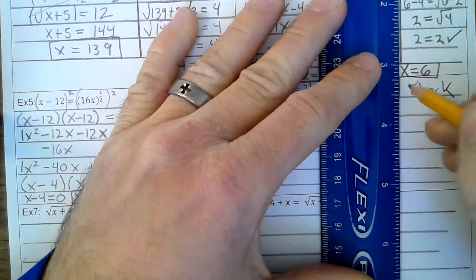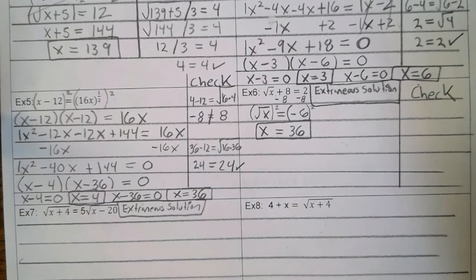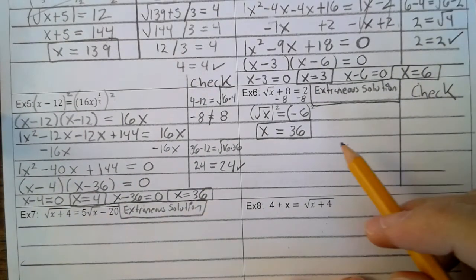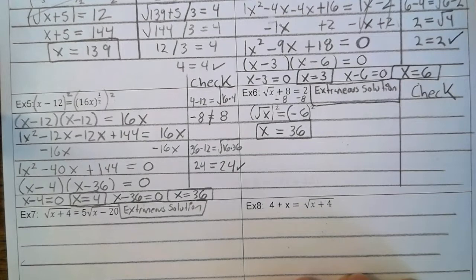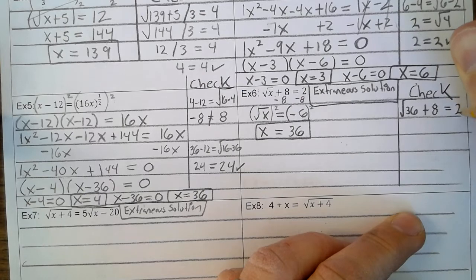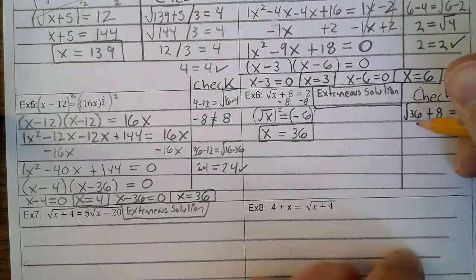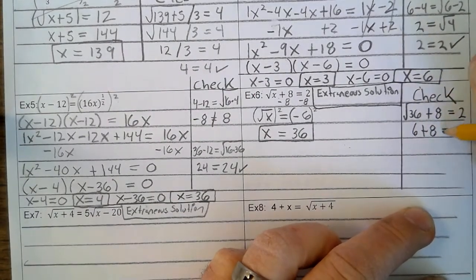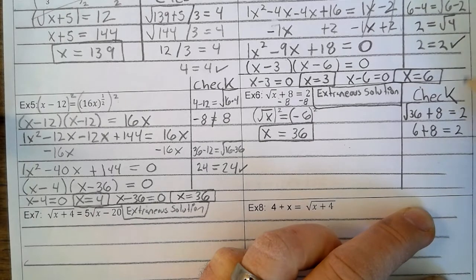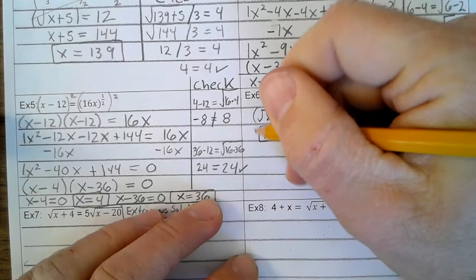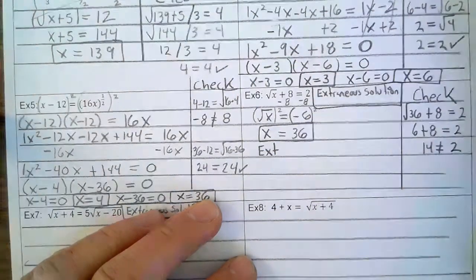So then we substitute 36 in, so that's the square root of 36 plus 8 equals 2. And so we see that that's 6 plus 8 equals 2. That's 14, which does not equal 2. So we know that x equals 36 is an extraneous solution.